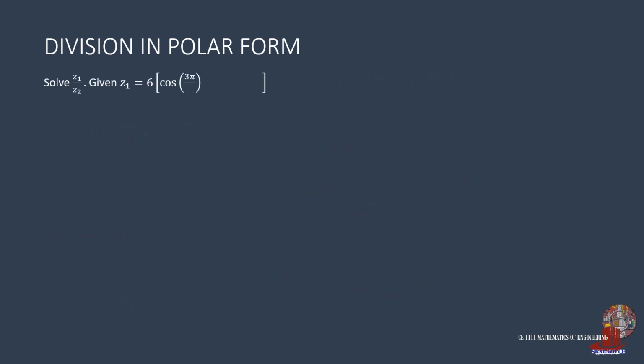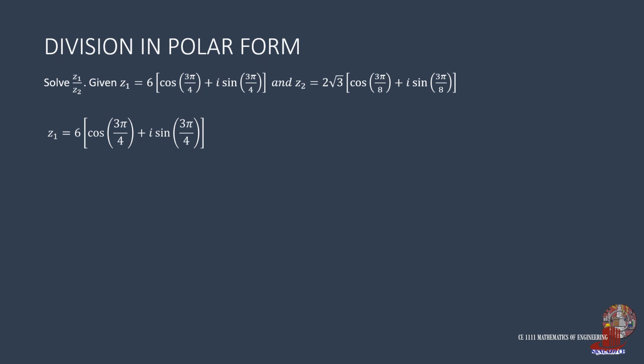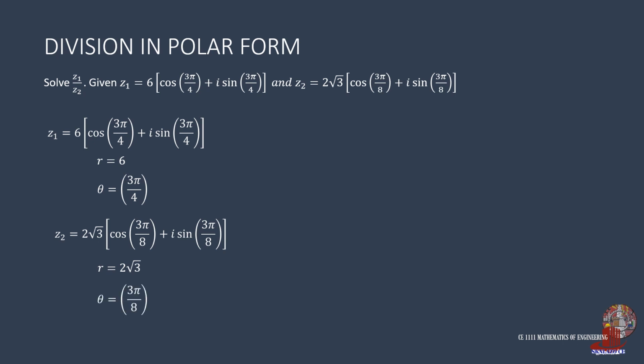With z1 as 6 cosine of 3/4 pi plus i sine of 3/4 of pi, and z2 as 2 root of 3 cosine of 3/8 pi plus i sine of 3/8 pi, we again take the quotient. The first complex number has a modulus of 6 and an argument of 3/4 of pi. The second complex number has an r of 2 root of 3 and theta as 3/8 of pi.